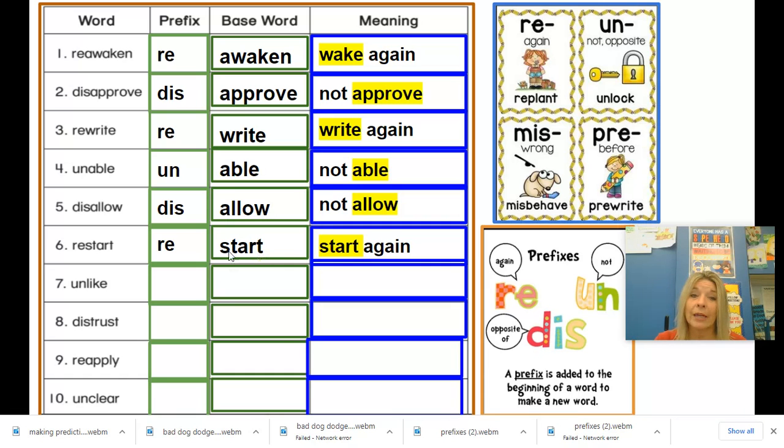Now remember, you can't always put any prefix you want in front of a base word. It has to make sense. And we have to be really careful with un and dis because they mean the same. They both mean not or the opposite. So your teacher might continue to do some of this with you. You might be able just to talk about it, but we'll practice and then we have a quiz soon.